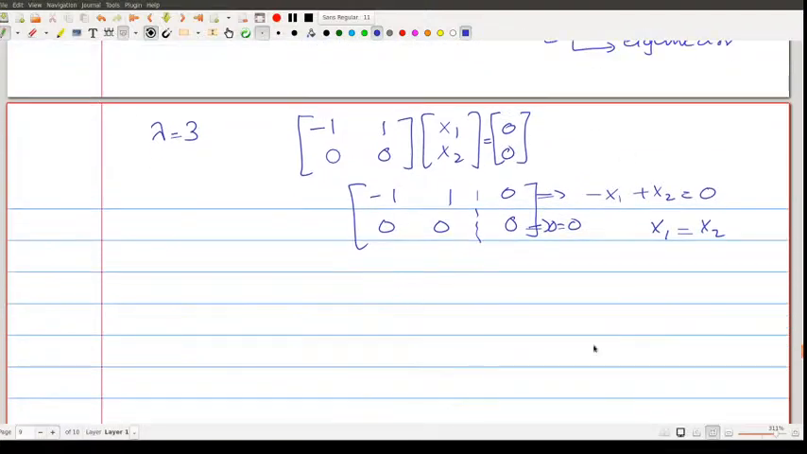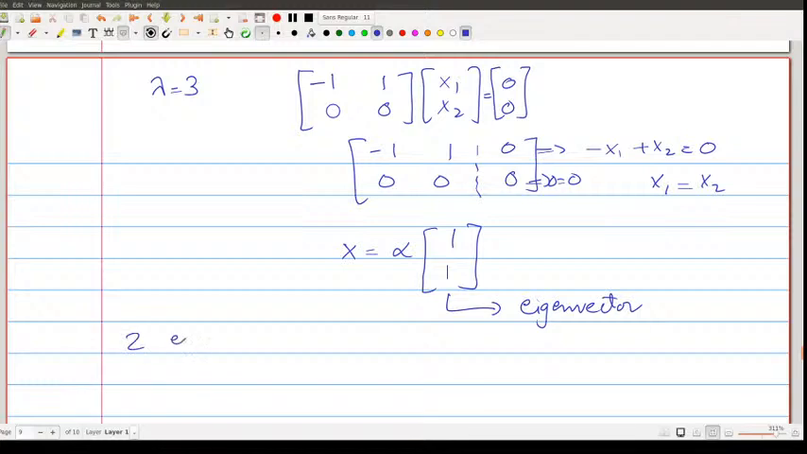x2. So x is equal to alpha times (1, 1). That is, they're both the same entry: alpha, alpha, x1, x1, x2, x2. Okay, so this is the second eigenvector. So in this case, we got two eigenvalues and two eigenvectors.